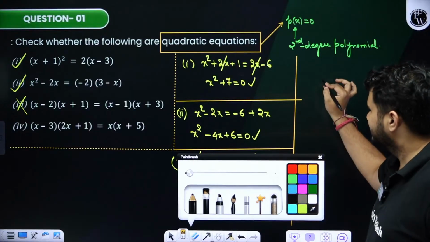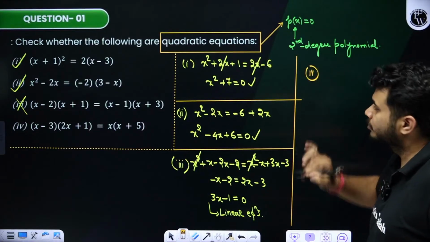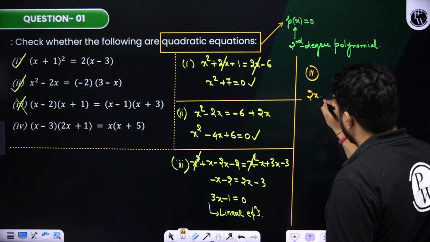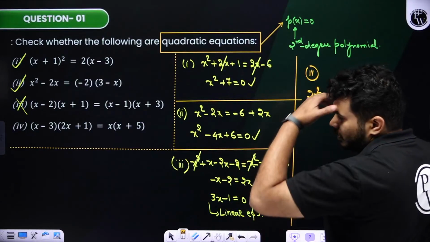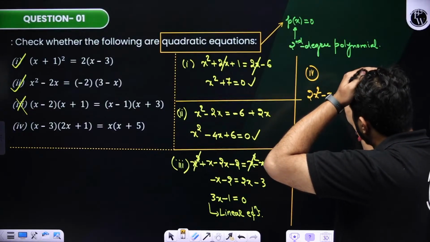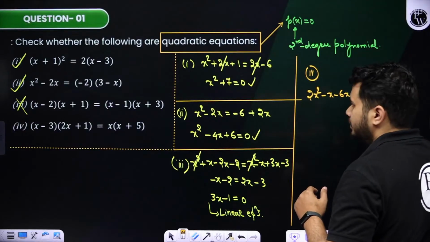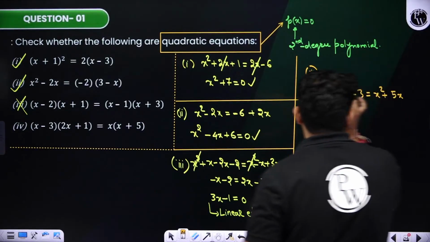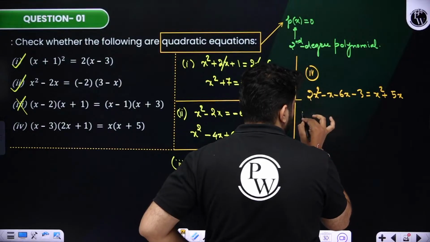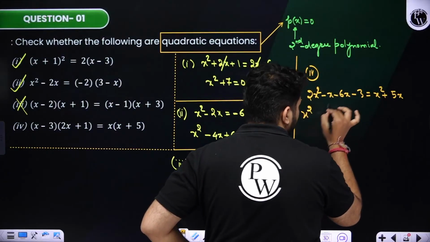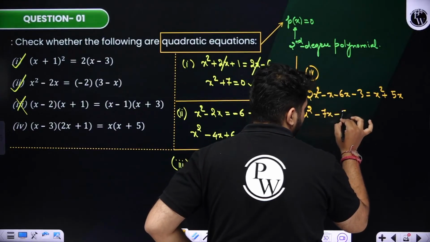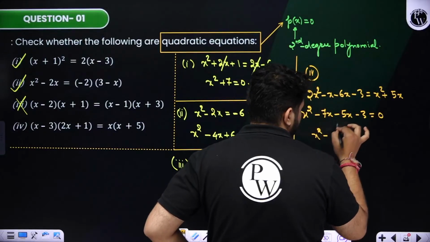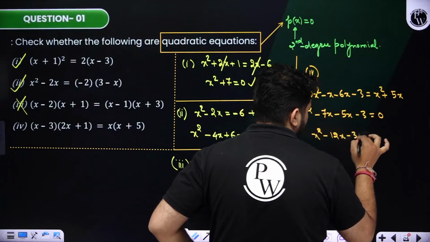Fourth one, if you understand over here, multiply the fourth one again. It will be nothing but what? 2x square minus x minus 6x minus 3, and here if you multiply x square plus 5x, correct? Let's solve this. Completely take this side. 2x square minus x square, that is x square remaining, minus 7x we have, minus 5x minus 3 is equals to 0. So x square minus 12x minus 3 is equals to 0.